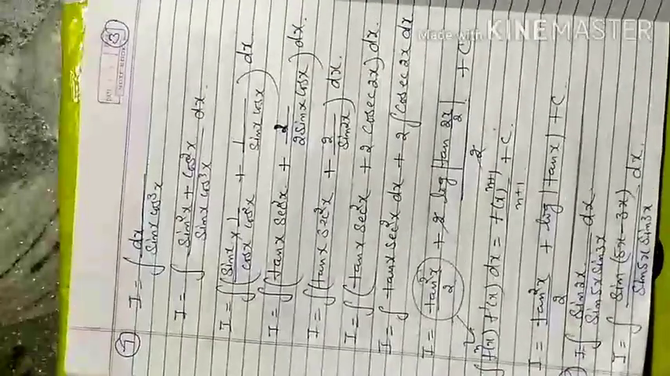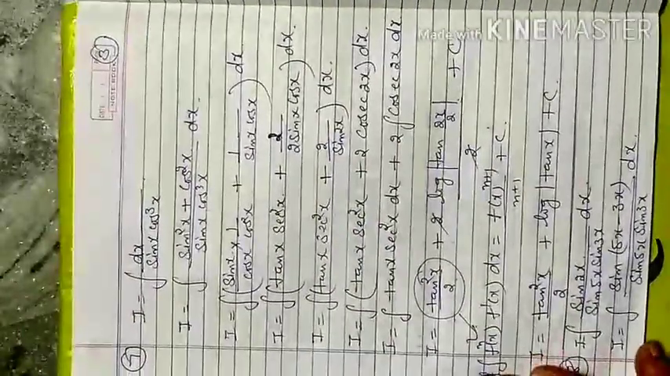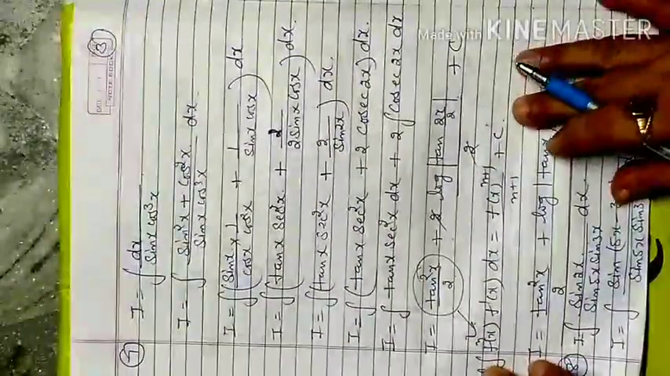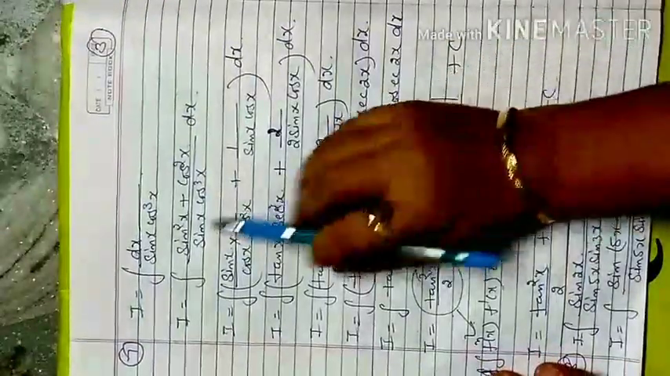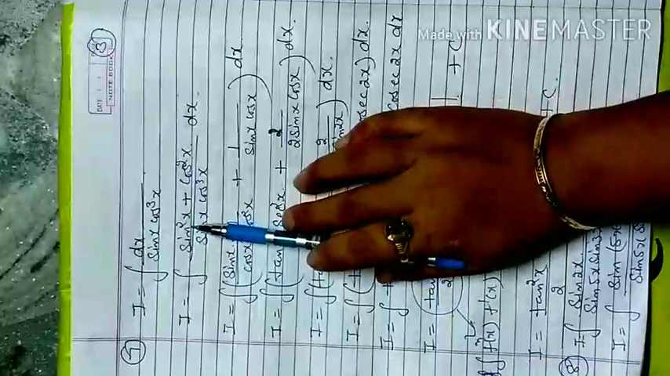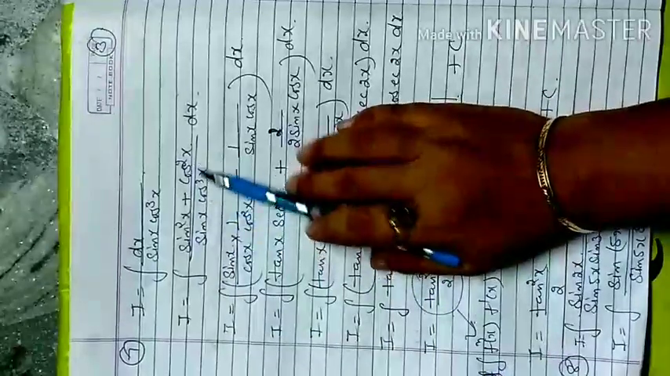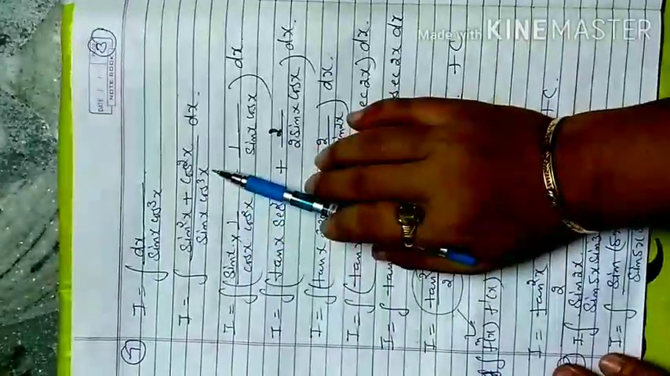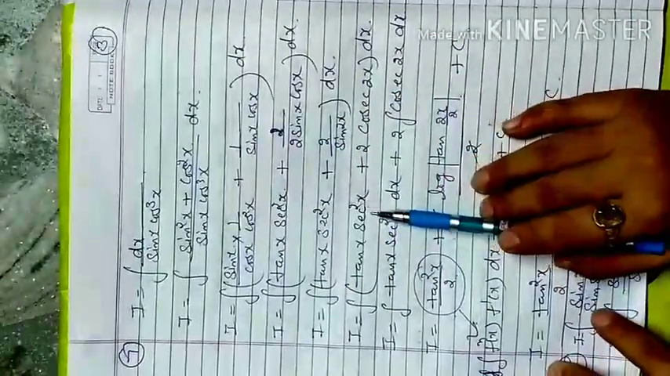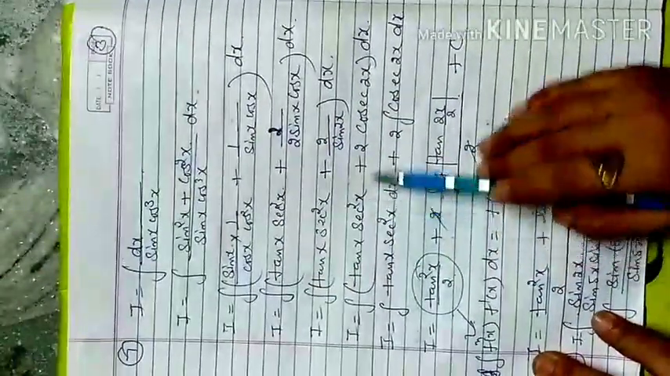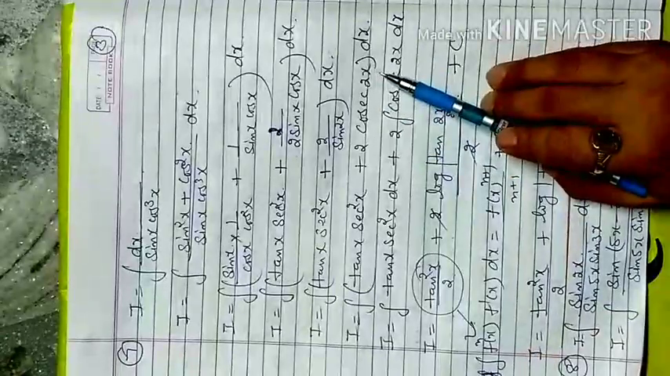Now your seventh question is in this. Here again the same method as your sixth question, like sin x cos cube x, apply the identity, sin square x plus cos square x, over sin x cos cube x, separate the denominator. When you separate the denominator, we get tan x secant square x and 2 cosecant 2x.